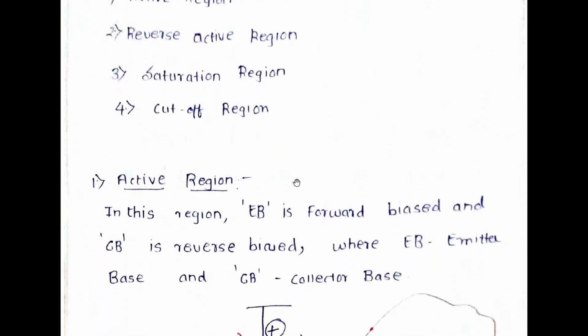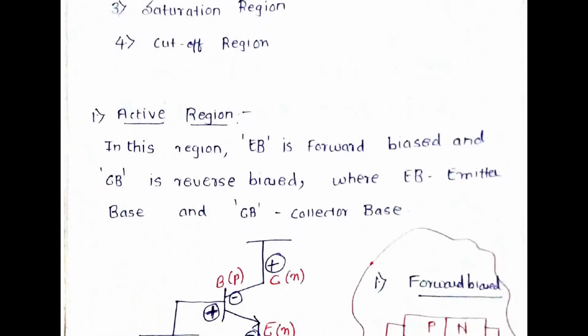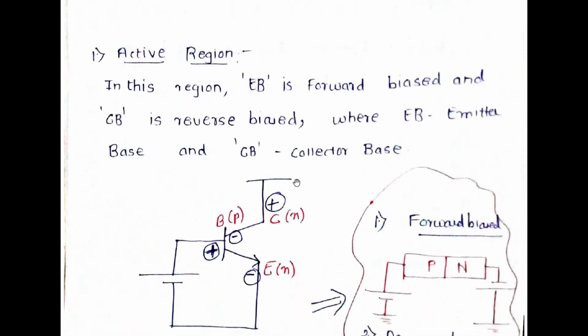So what do we mean by active region? As we know, our BJT consists of three terminals. One is the collector, another is the base, and the other is the emitter. When the emitter base is forward biased and the CB, that is the collector base, is reverse biased, we say that it is an active region operational BJT.